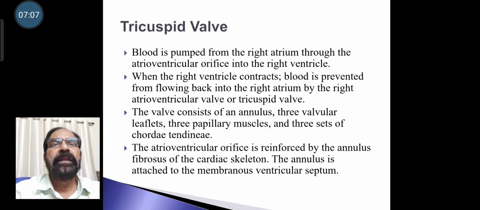Tricuspid valve. The blood is pumped from the right atrium through the atrioventricular orifice into the right ventricle. When the right ventricle contracts, blood is prevented from flowing back into the right atrium by the atrioventricular valve, or tricuspid valve. The valve consists of an annulus, 3 valvular leaflets, 3 papillary muscles and 3 sets of chordae tendineae. The atrioventricular orifice is reinforced by the annulus fibrosus of the cardiac skeleton. The annulus is attached to the membranous ventricular septum.